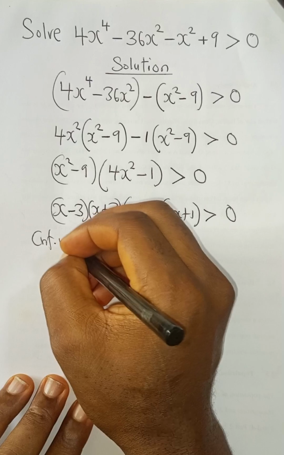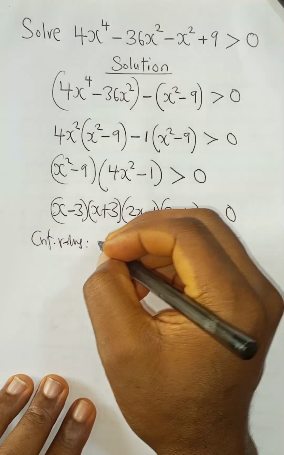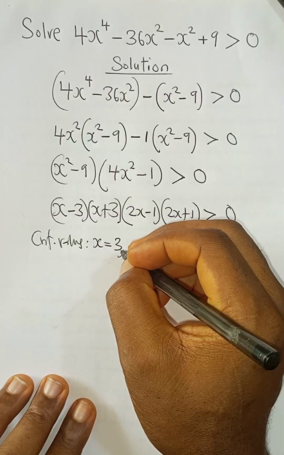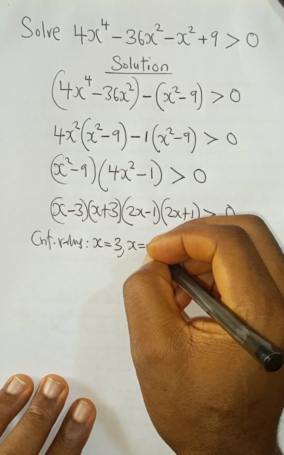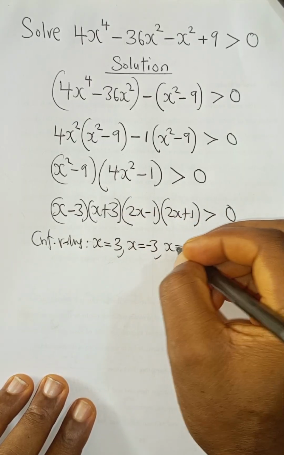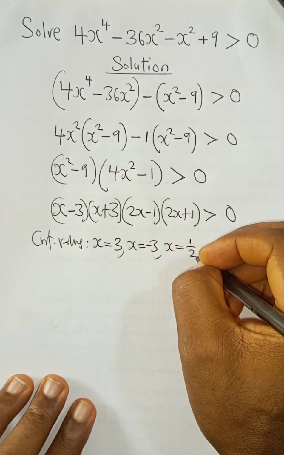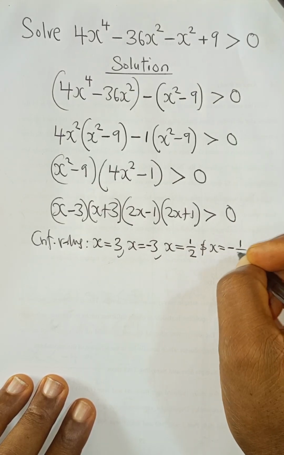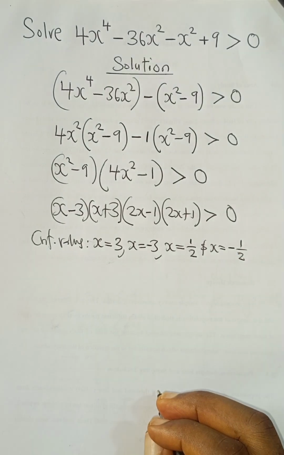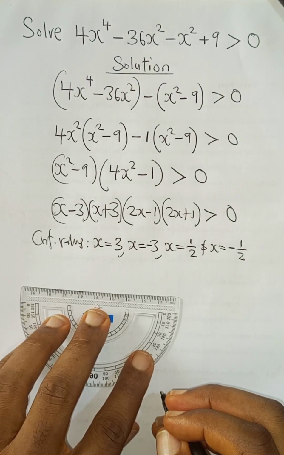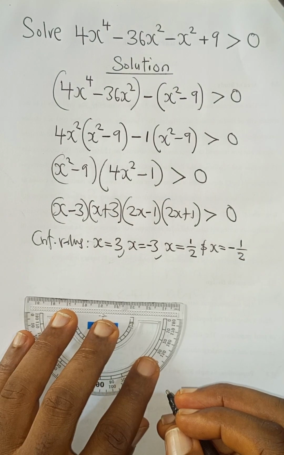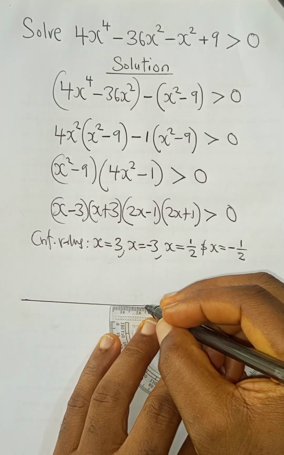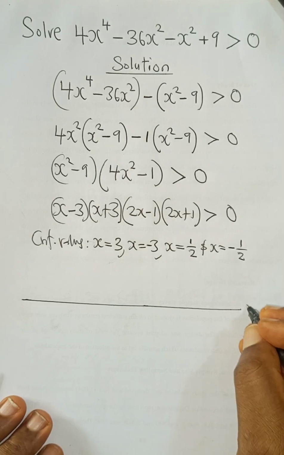What are the critical values? If you solve each of them equals to 0, s is equals to 3, s is equals to minus 3, s is equals to 1 over 2, and s is equals to minus 1 over 2. These are the critical values. So that is what we will now use to draw a number line that we are going to use to interpret our answer. So let's get a number line as usual.